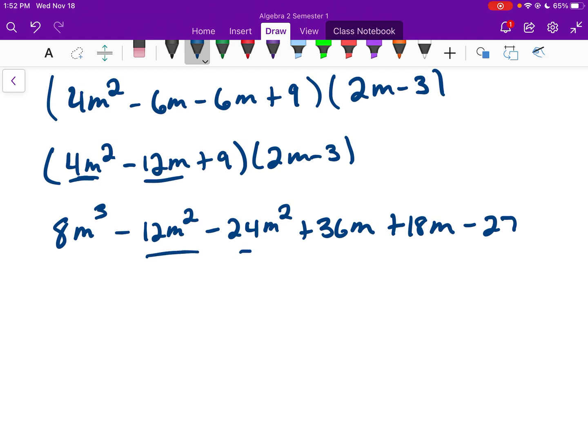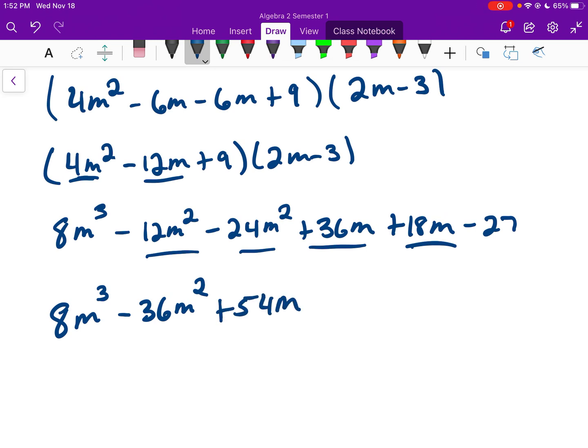And finally, combining our like terms, we've got our m squareds there. So 8m cubed, there's nothing to combine with that, minus our 36m squareds. 36m plus 18m is 54, so plus 54m. And finally, minus the 27.